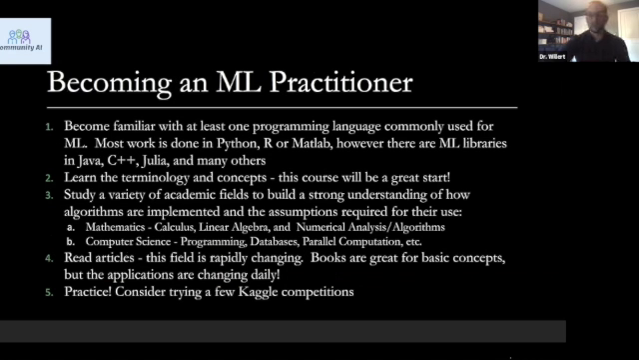So what do you need to do if you want to become a machine learning practitioner? One of the first things we need to do is become familiar with at least one programming language. Most of the work in ML is done with Python, R, or MATLAB, but there are other languages out there that have machine learning libraries as well, including Java, C++, and Julia.